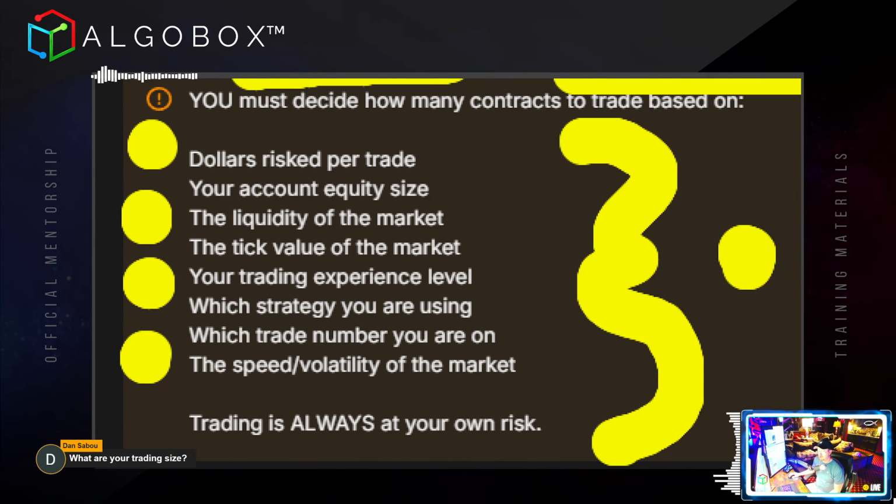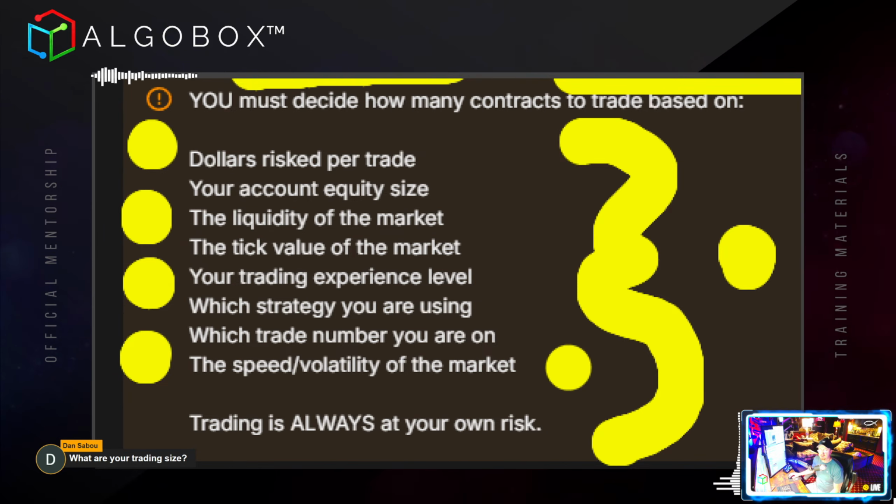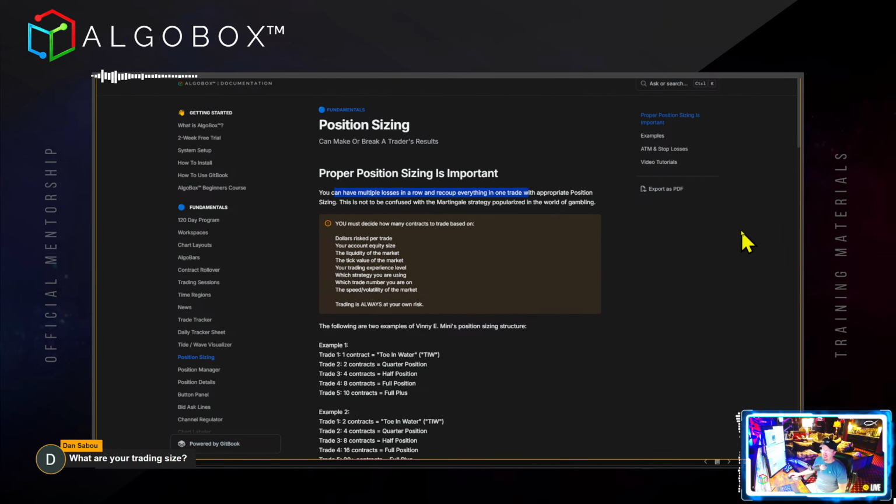Okay. Which trade number are you on, right? Am I on trade number 1 or am I trade number 4 or 5? The speed and volatility of the market, right? Earlier today, I literally took one trade and I was done for the day because it was wild, right? Today was insane. Literally, I haven't seen this in a long time.